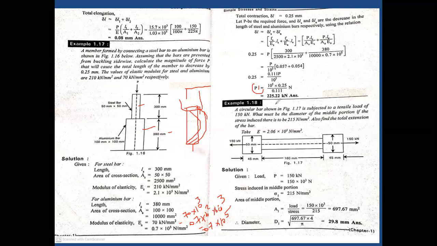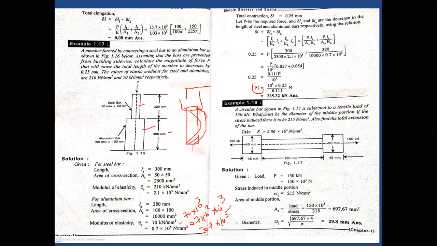A circular bar has a tensile load of 150 kilonewtons. What must be the diameter of the middle portion, if the stress induced there is 215 Newton per mm square? Also find the total extension of the bar. We need to calculate the change in length. Young's modulus will be 2.06 into 10 to the power of 5 Newton per mm square, which is for steel. The load will be P equals 150 kilonewtons.